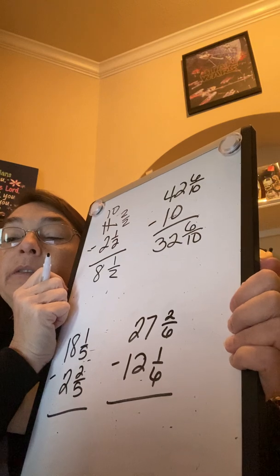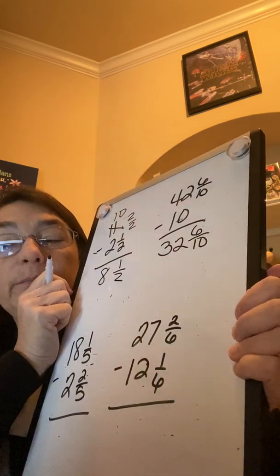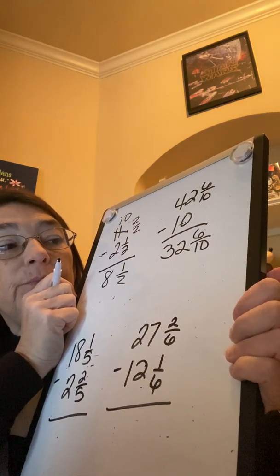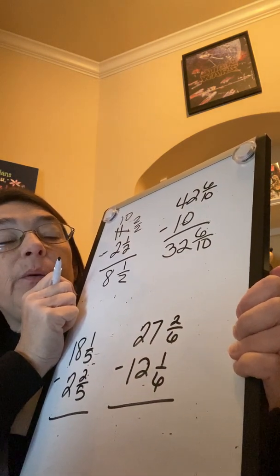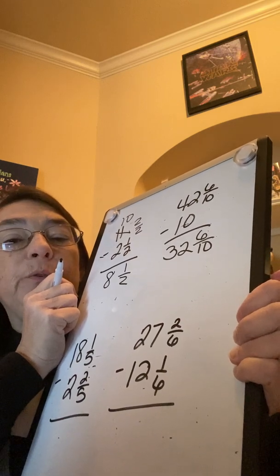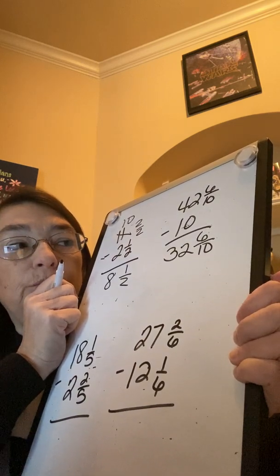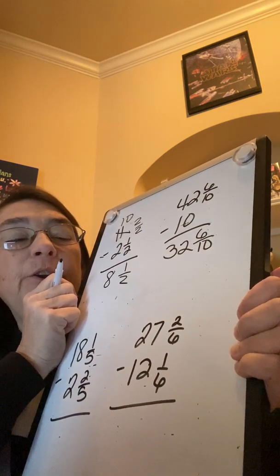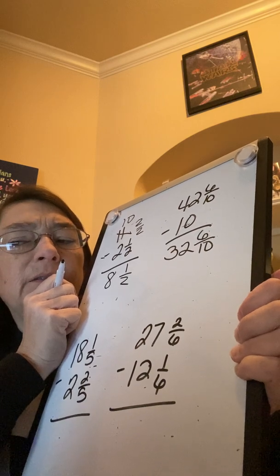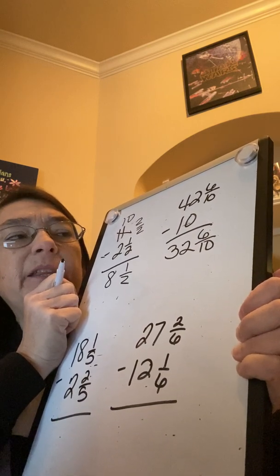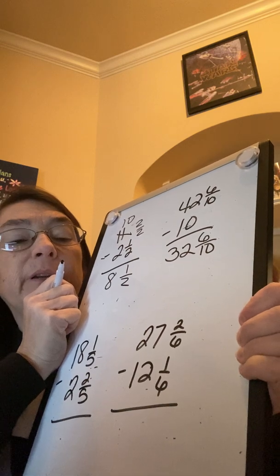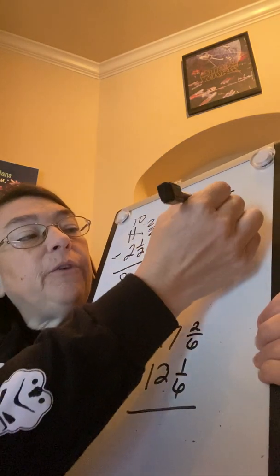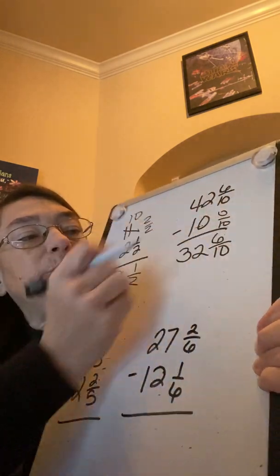32 6/10. Miss Blackmon, yes. I got 31 6/10. Okay. Why did you change your 42 to 41? Or why did you change your 10 to a 9? There was nothing you had to do on this one as far as regrouping. It just stays the same. Because if I have a 0 fraction here, I just subtract.